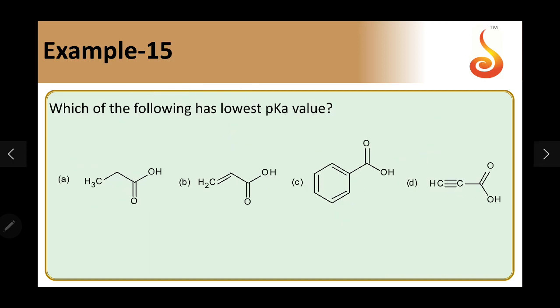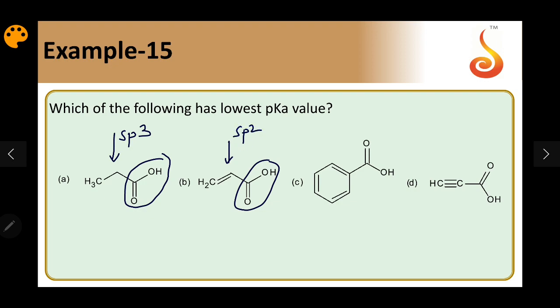Example 15. Which of the following has the lowest pKa value? So here only we can make out. Basically you can see the carboxylic acid group is attached to an sp3 carbon here, and here it is attached to an sp2 carbon, and this is benzene, that's also an sp2 carbon, and this would be an sp carbon. So sp carbon being highly electronegative, the carboxylic acid group will have more acidic strength.